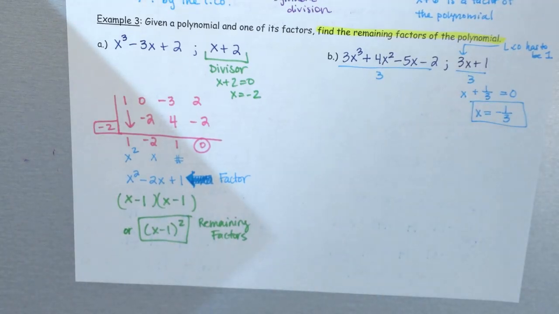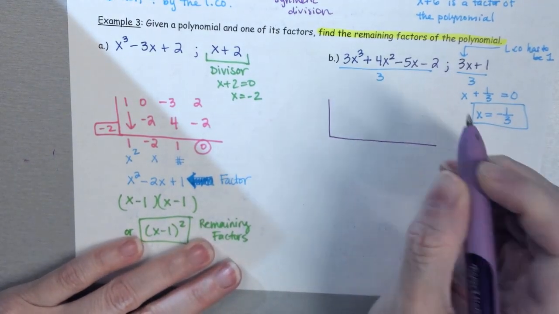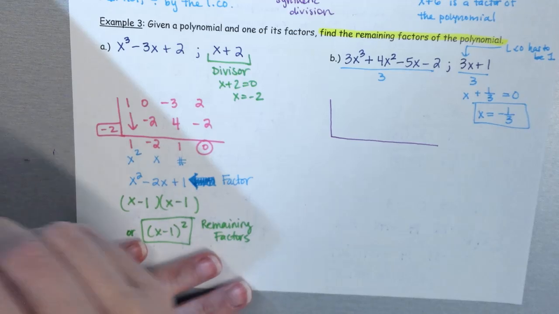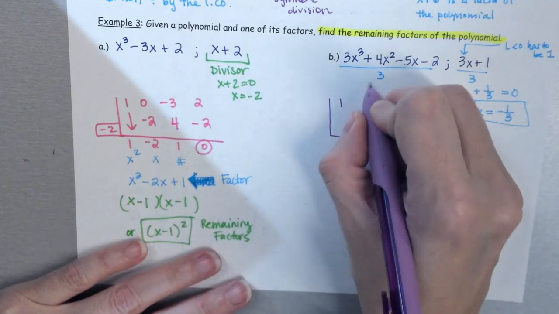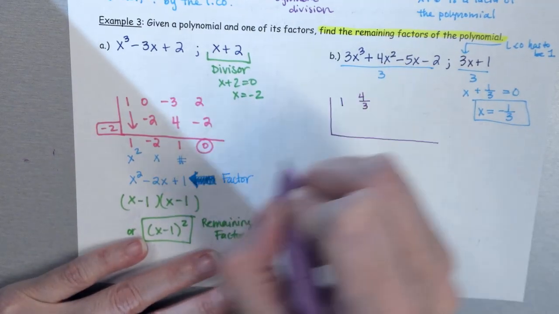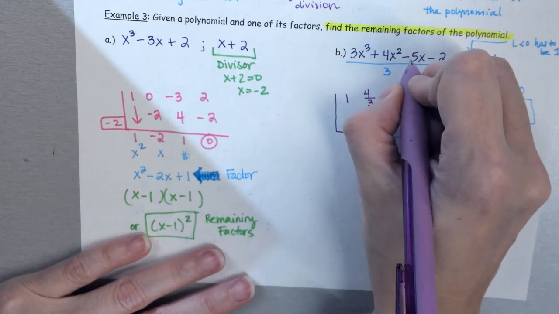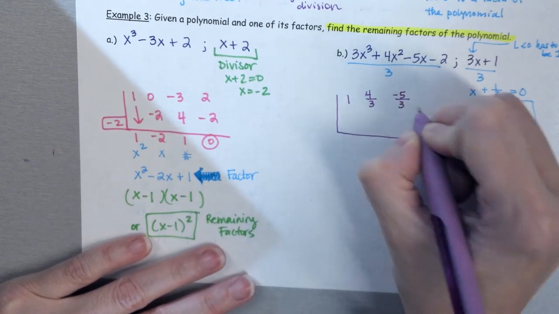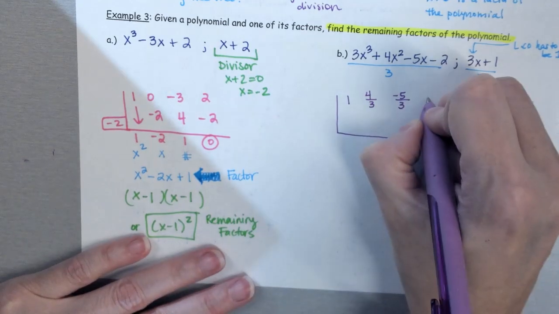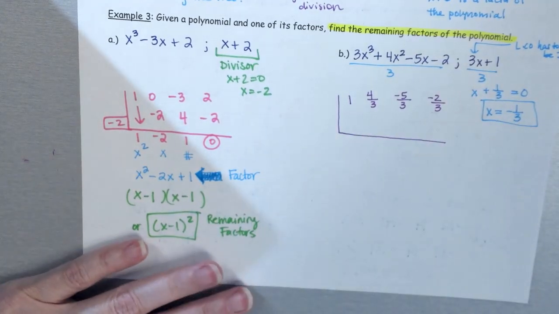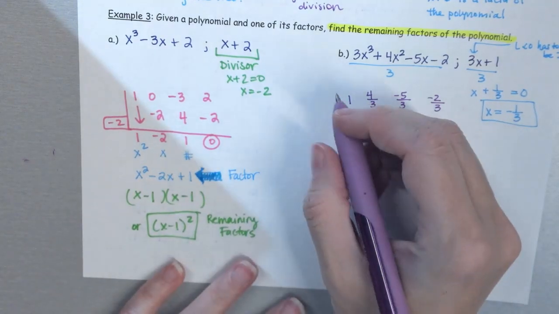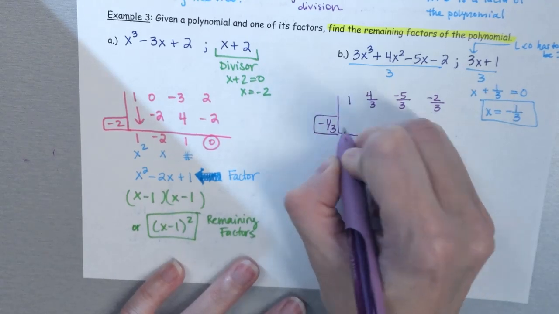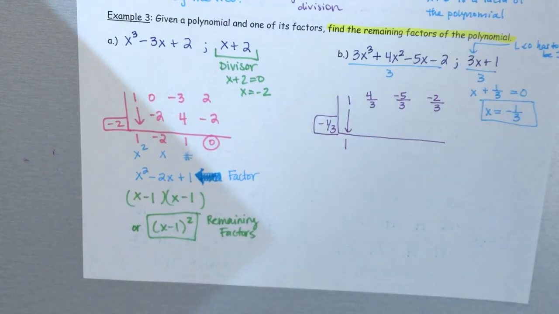And then when you're setting up your synthetic division, you can write the coefficients straight from your division, because 3 divided by 3 will be 1. And then 4 divided by 3, you're going to keep as 4/3. Negative 5 divided by 3, negative 5/3. And negative 2 divided by 3 is negative 2/3. Okay, and then your x value is negative 1/3. We always drop the first one down.